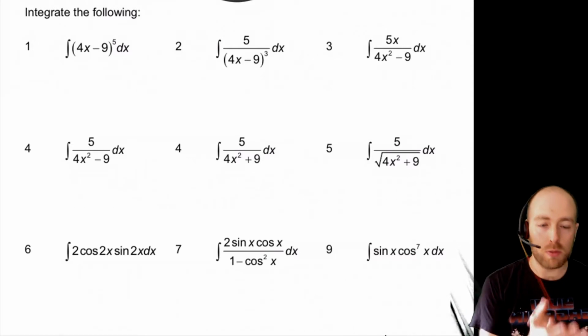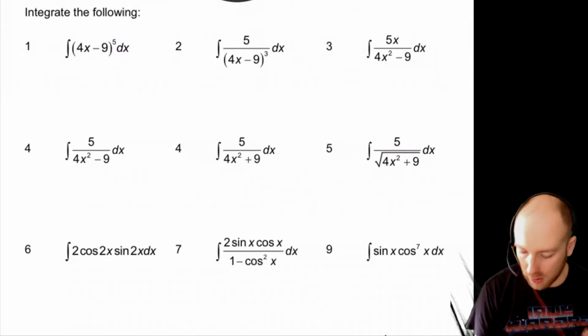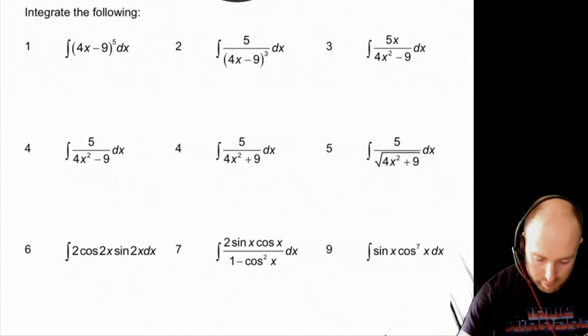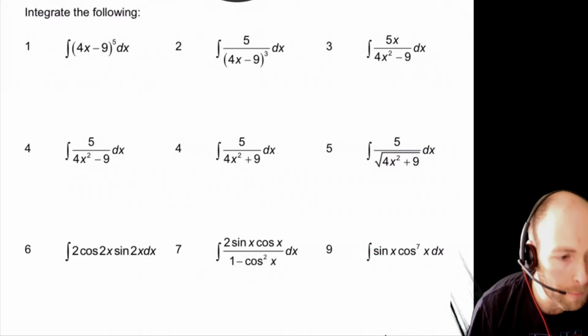All right, we'll try the first. We'll do the first 3, and I might give you guys a little bit longer, depending what your comments say. So, first one.